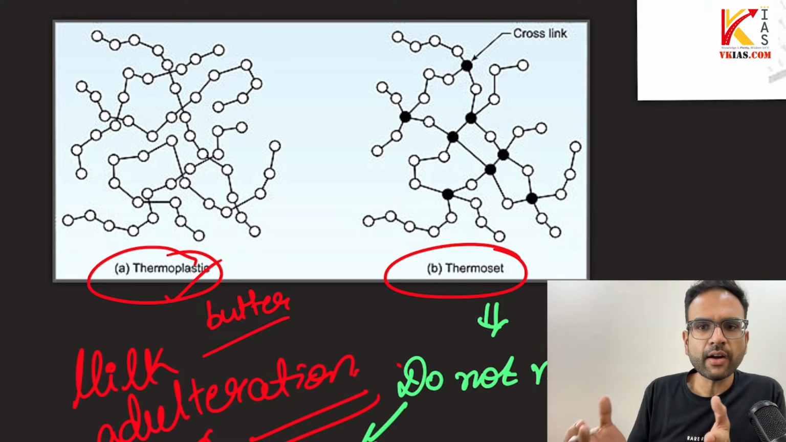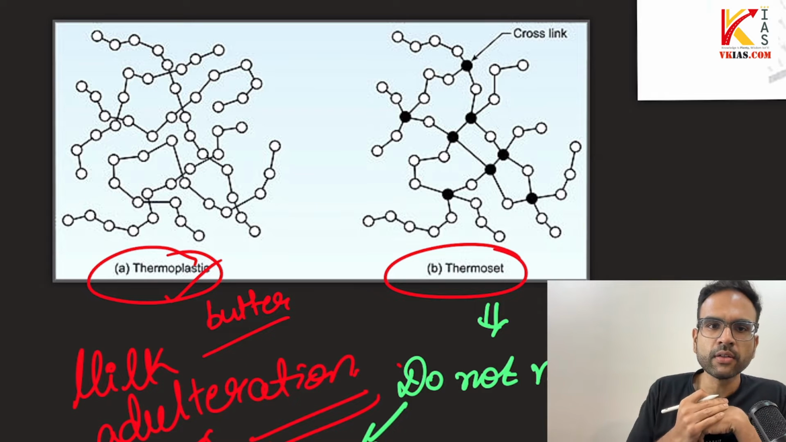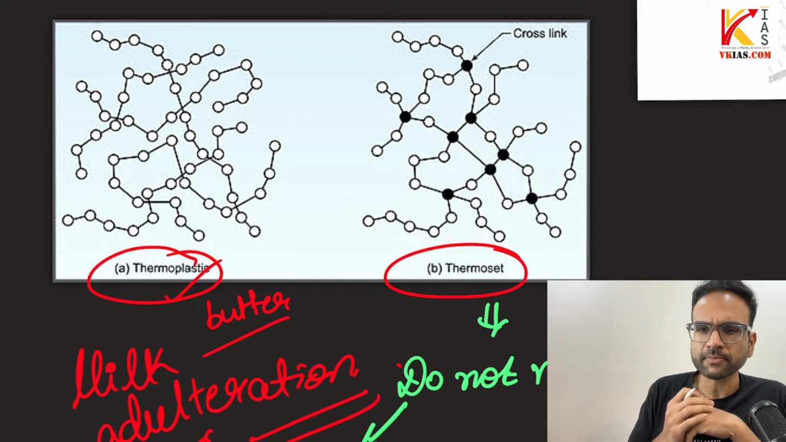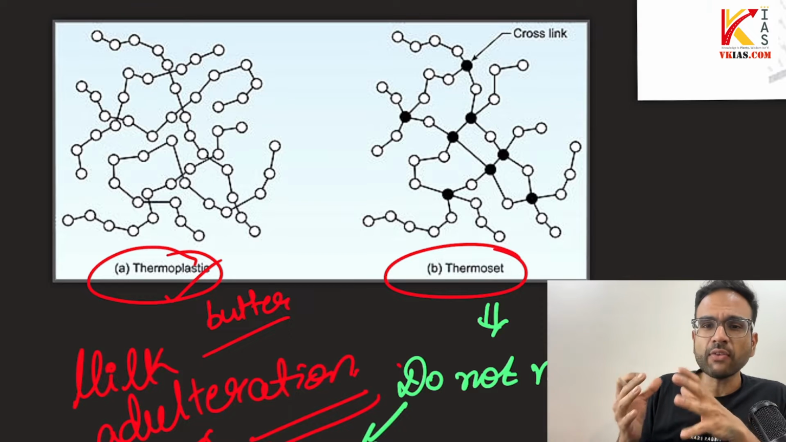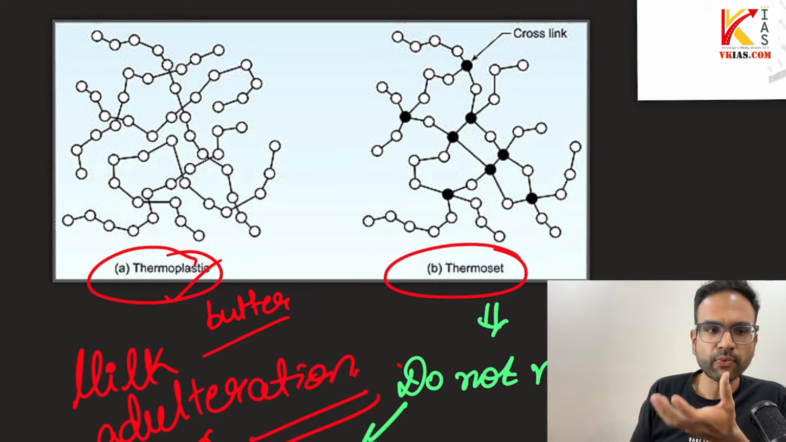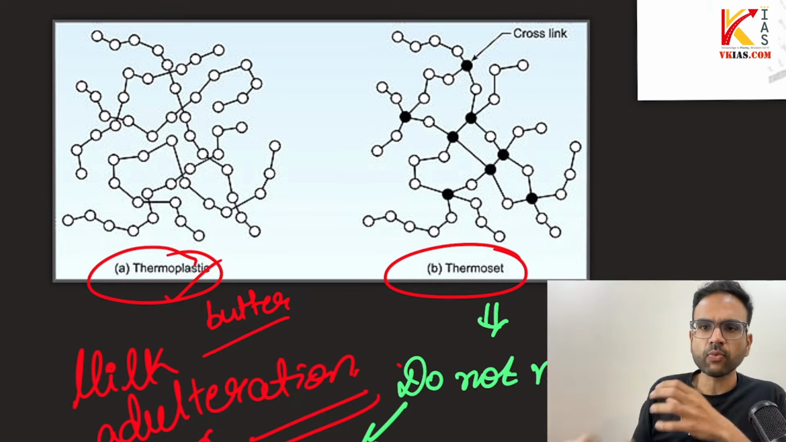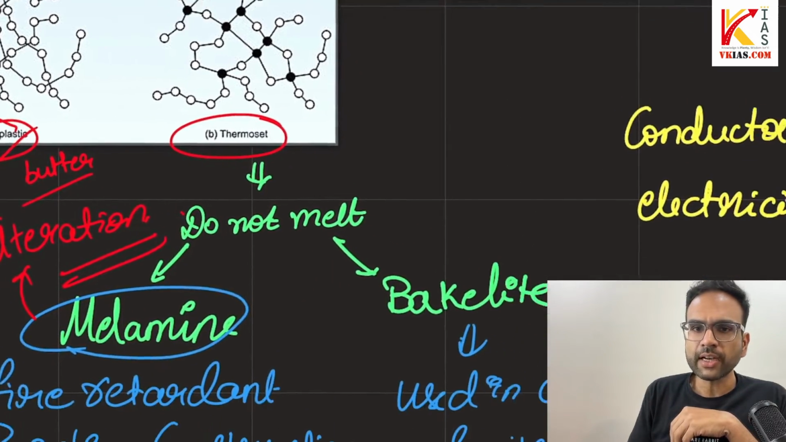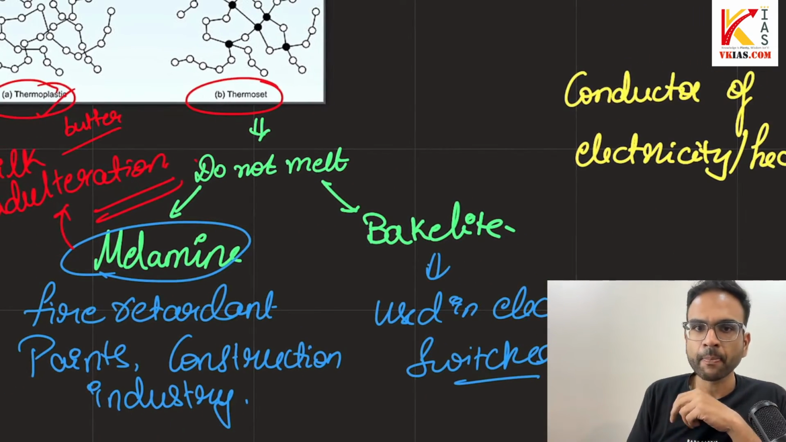Butter or ghee can be heated and resolidified, right? Thermoplastics are like that. Thermosetting plastics are slightly different. They are very strong and very rigid. It is not easy to melt them. Plastics like the utensils you put in microwave ovens are mostly thermosetting plastics. They are not something that can be melted easily.